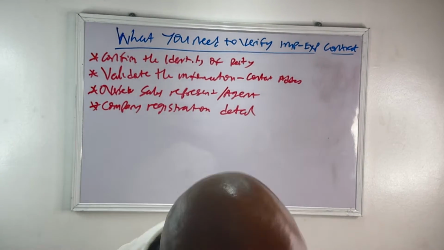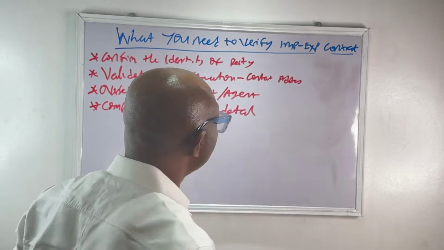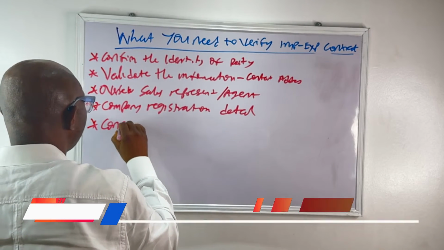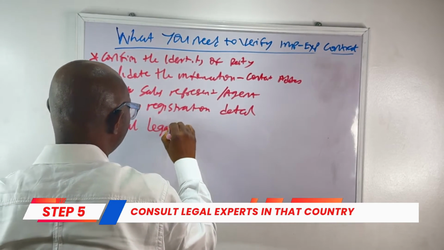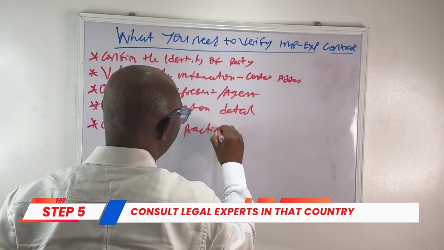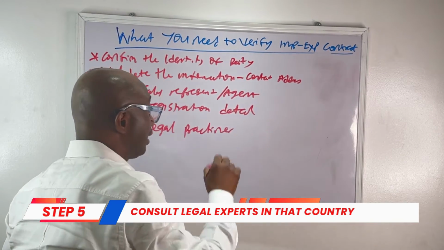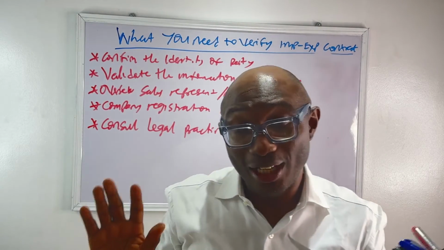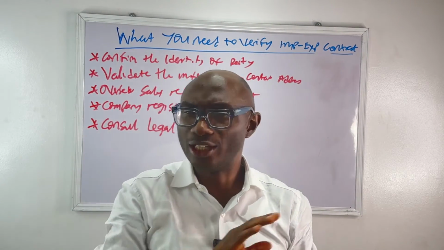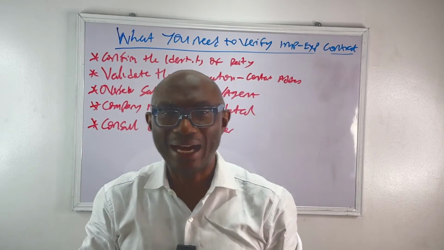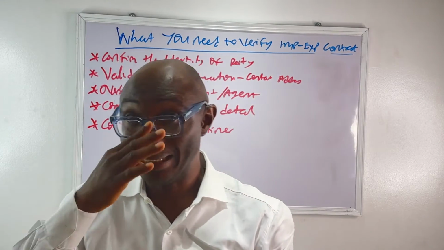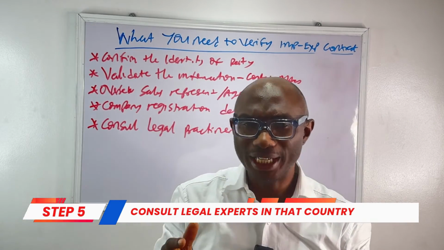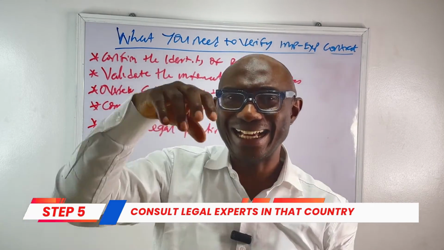Now, you can also consult legal experts in that country. Consult a legal practitioner in that country. For example, it's a lot easier when you get a lawyer in that country. You pay them a fee, and they do a search for you. The idea is I want to be sure he can deliver, and I want to be sure of who he is. If I'm going to be sure of who he is, I can get a legal expert.